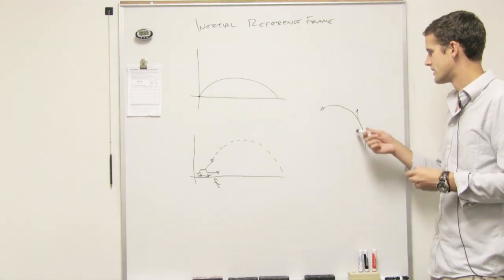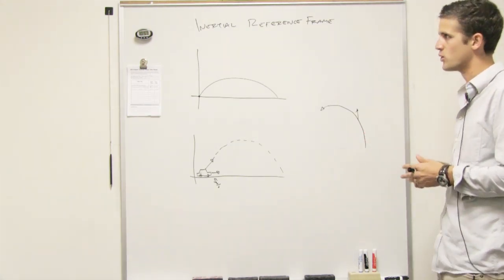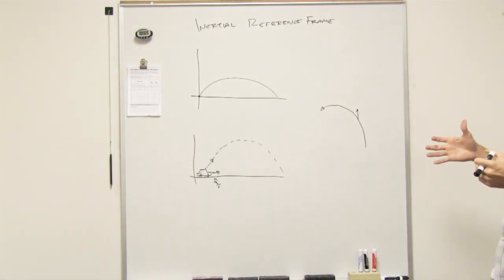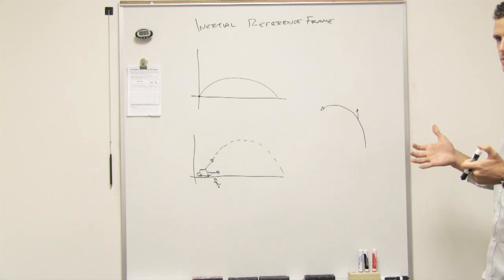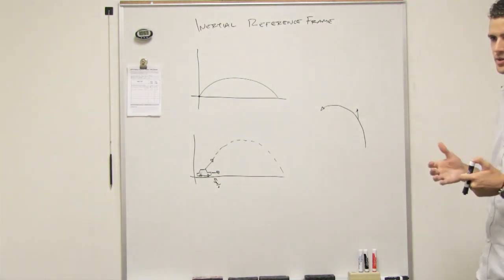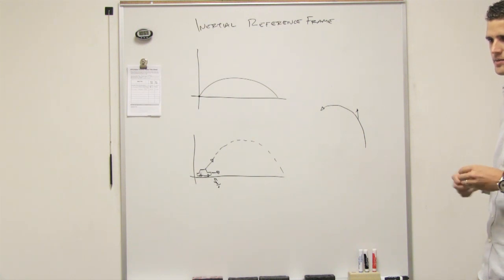So that's what it's trying to help you avoid: when you look at motion, to be able to say, is there a real force that's doing this? Or is it just an imaginary force because I don't have an inertial reference frame?